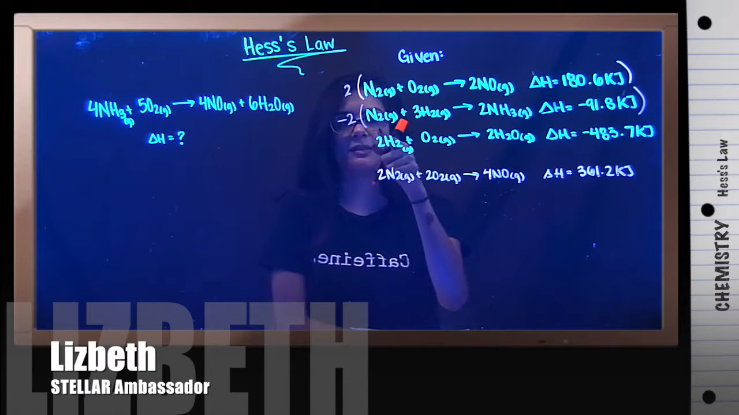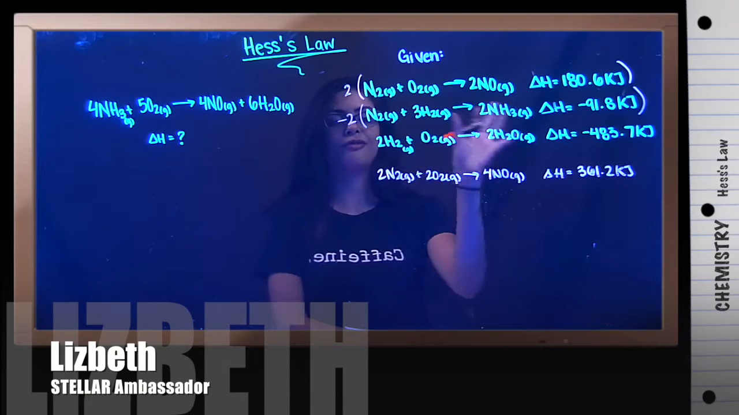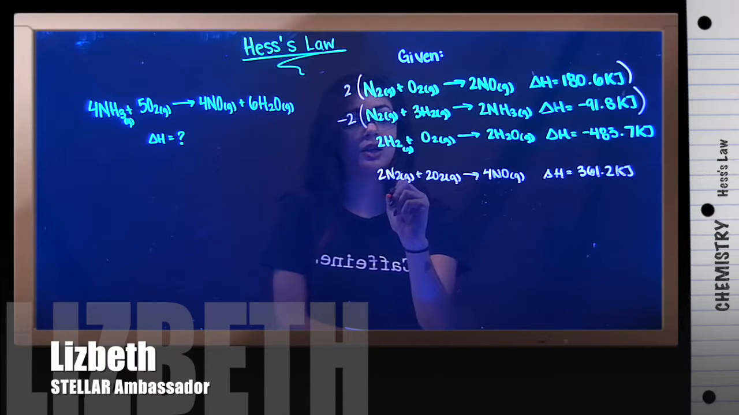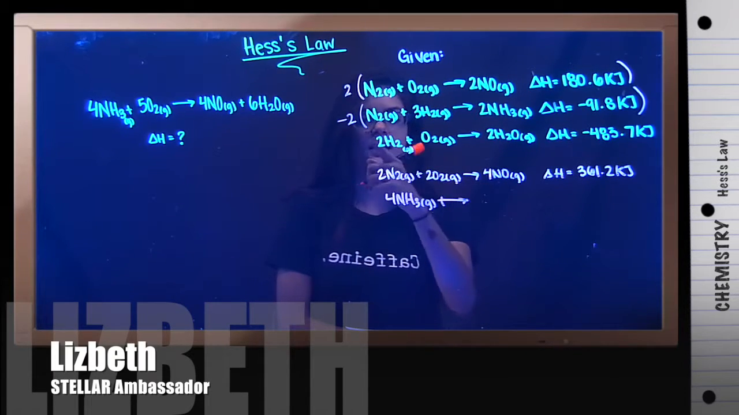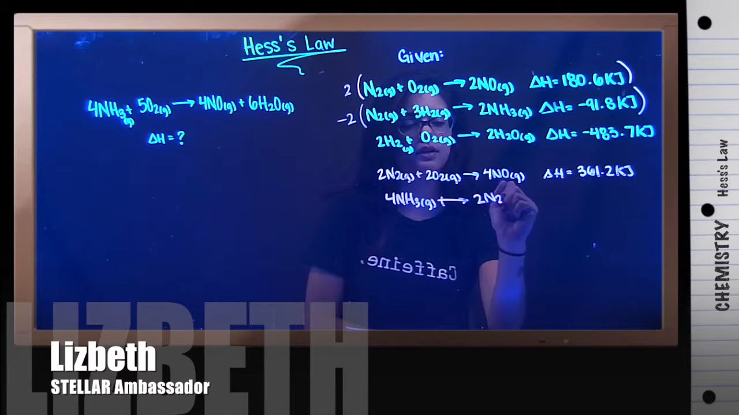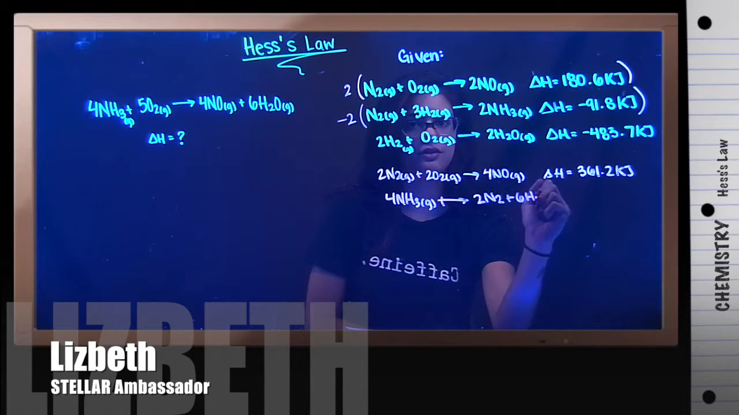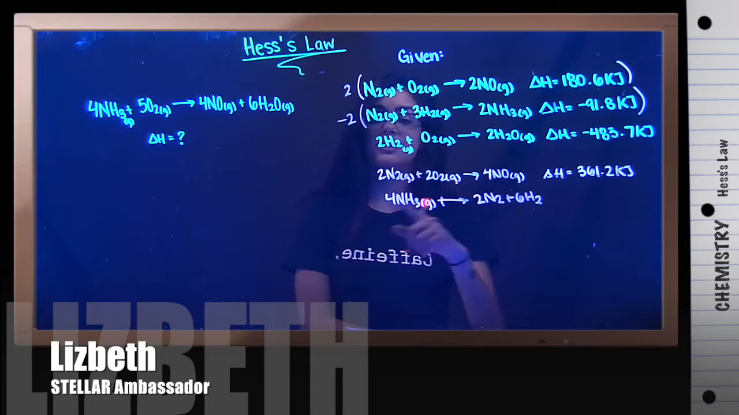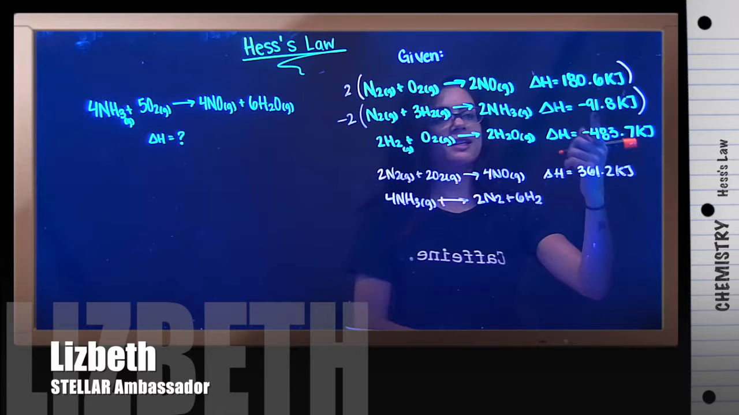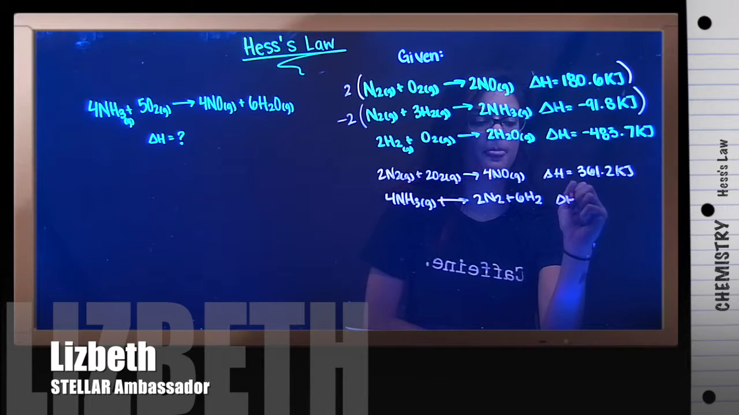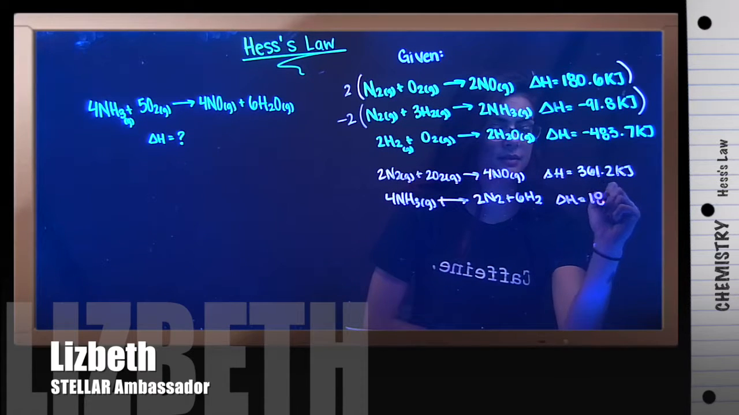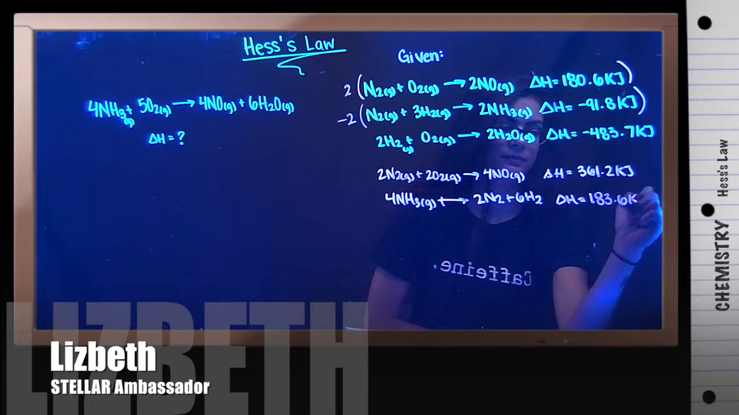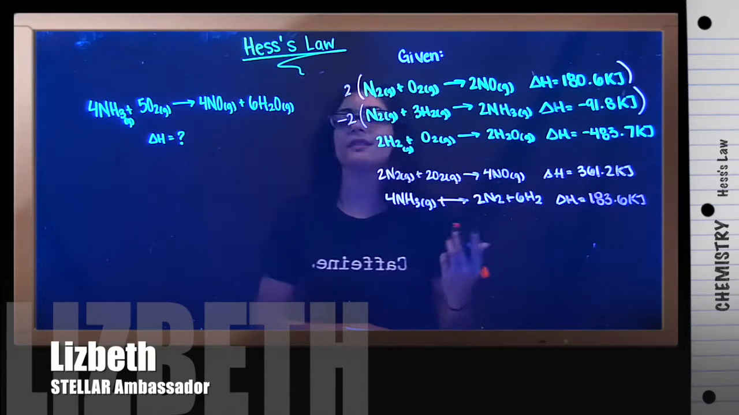The negative is not going to make any of the coefficients negative. It's just going to flip the equation. So now my equation is going to look like 4NH3 gas yields 2N2 plus 6H2. All right, so that's how that one's going to look. And then we multiply this by -2 as well. So negative times a negative makes a positive, and that's going to be positive 183.6 kilojoules.